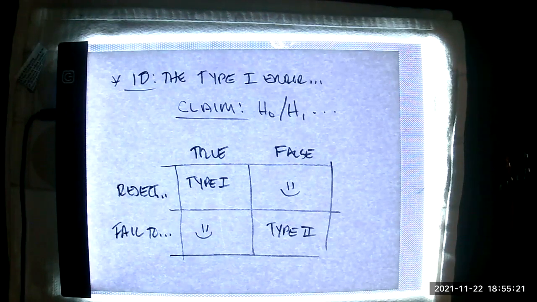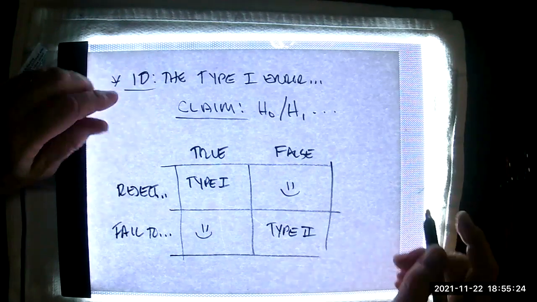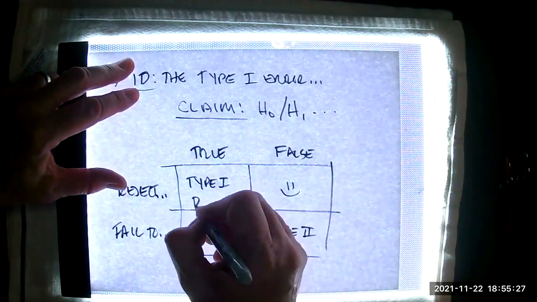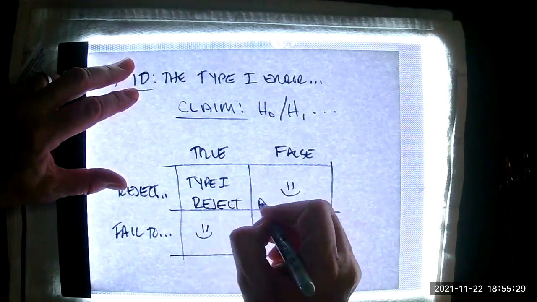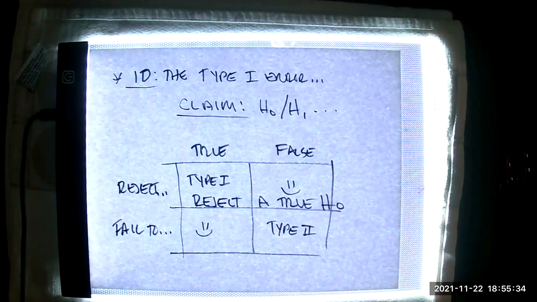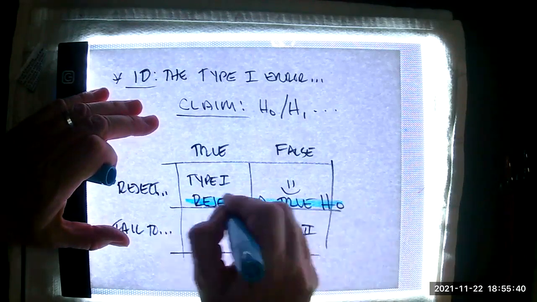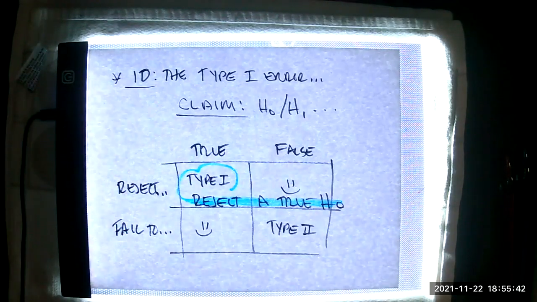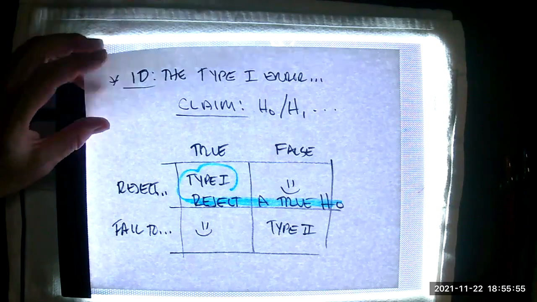I will remind people that the type 1 error is to reject a true null hypothesis. That's what the type 1 error might be, or is. So that's really what I have to have students be able to do from the 8.1 material.